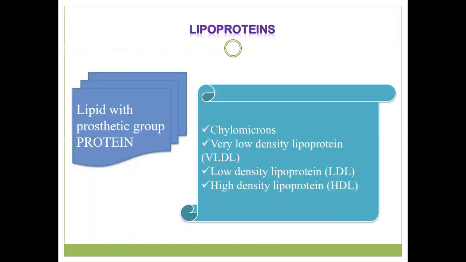Now, the next class of complex lipids are lipoproteins. In the case of lipoproteins, we have a lipid attached to a protein. So the protein now serves as a prosthetic group, and they are classified into 4. We have chylomicrons, very low density lipoproteins, and high density lipoproteins. These classifications are basically based on the density of the complex that is formed. We'll talk about lipoproteins shortly. I will have a short video also where I will talk about lipoproteins.